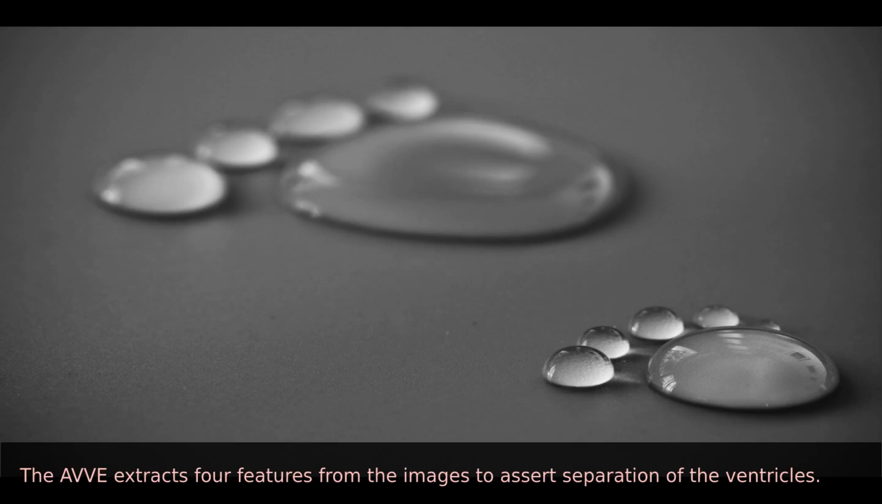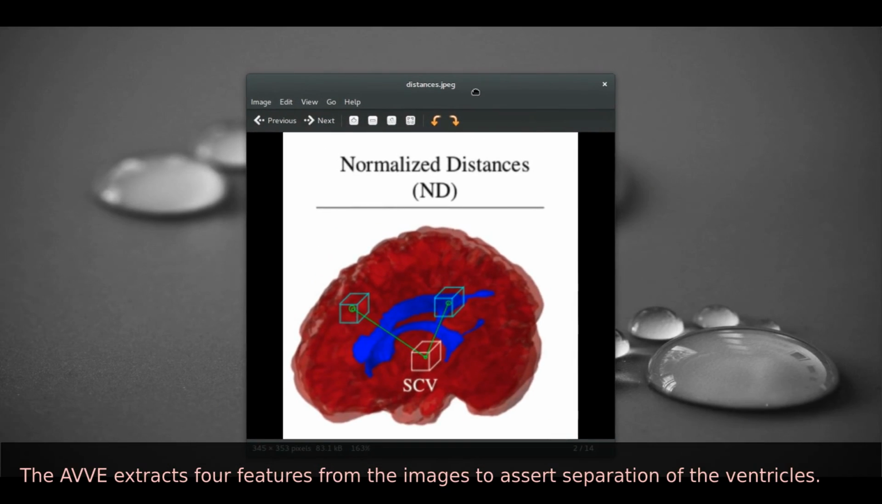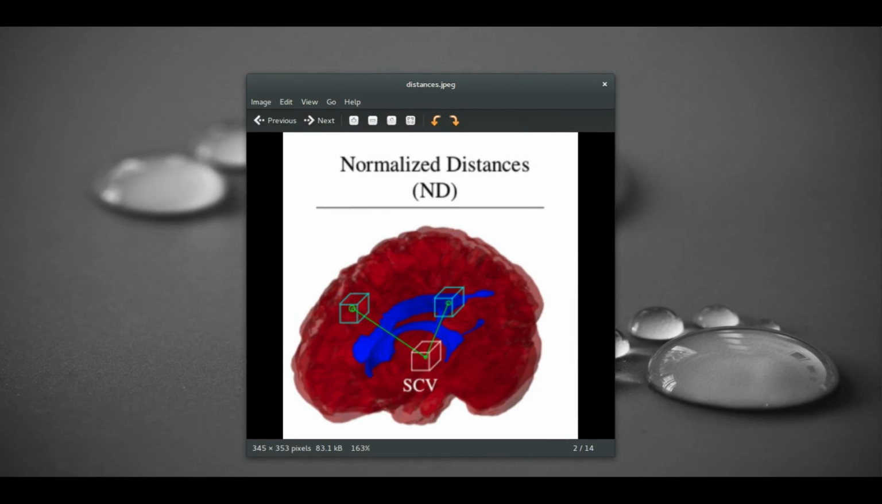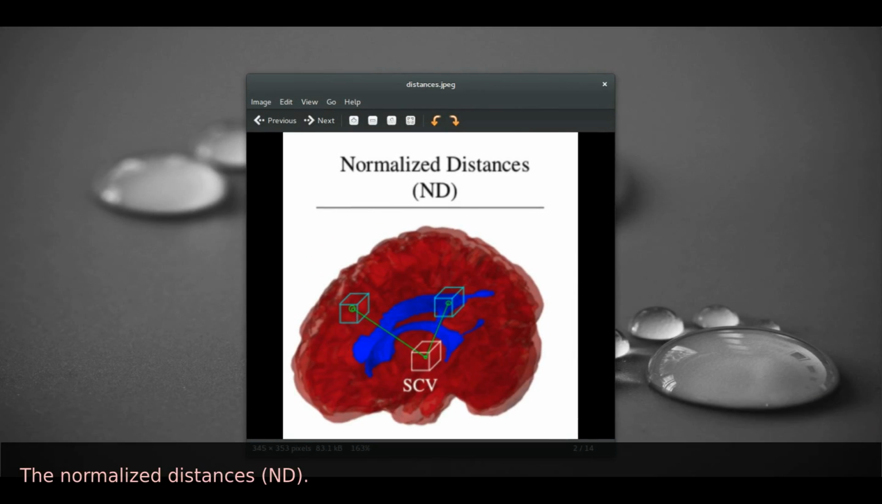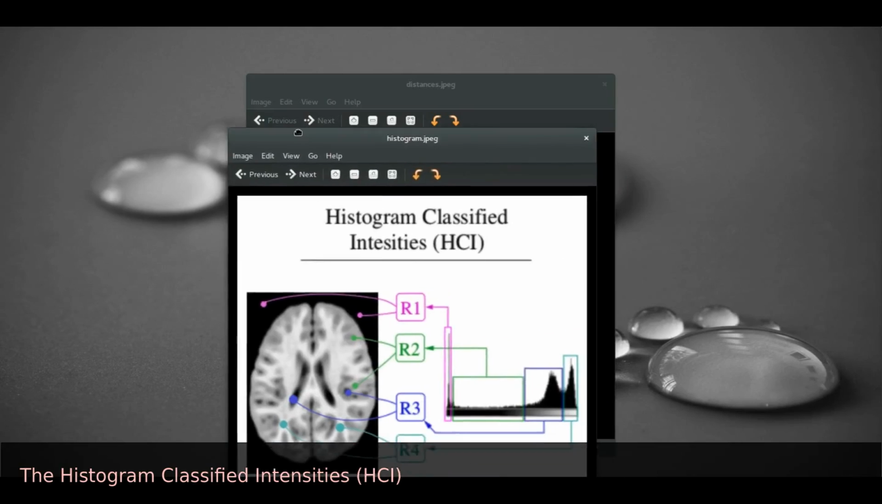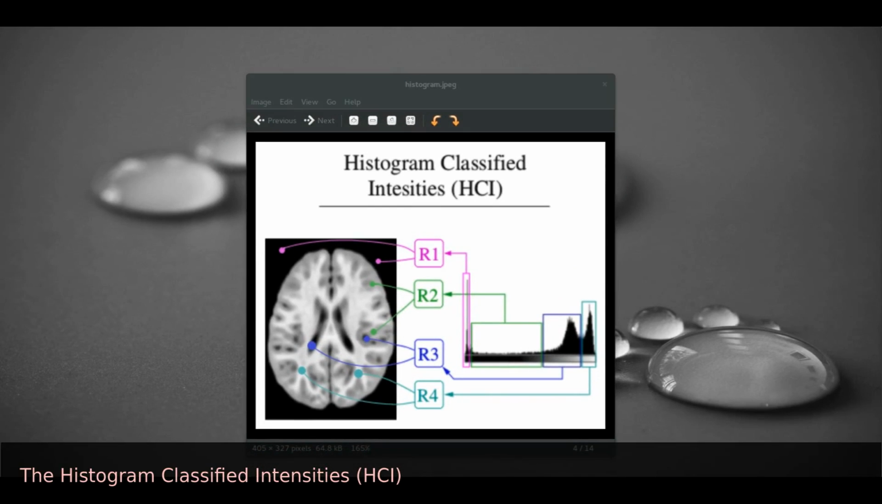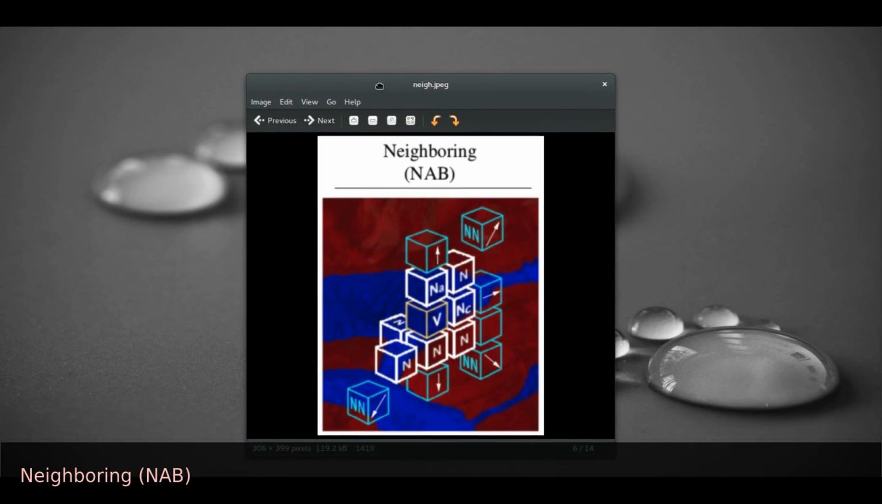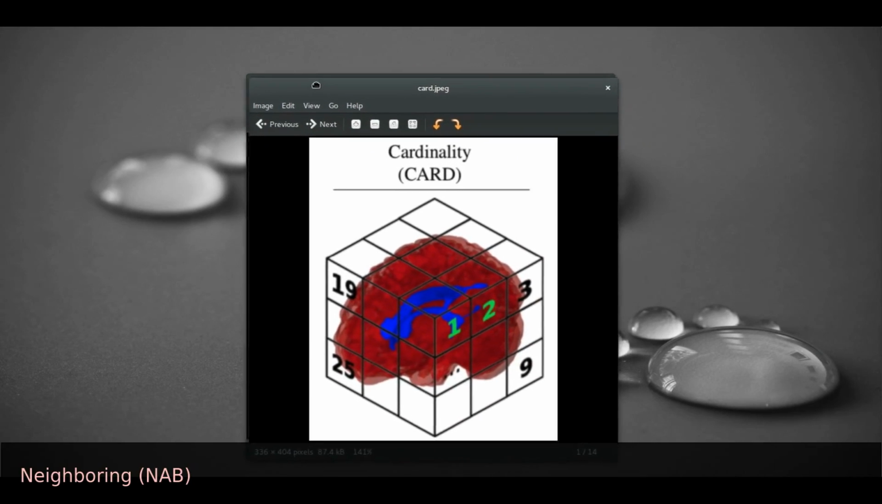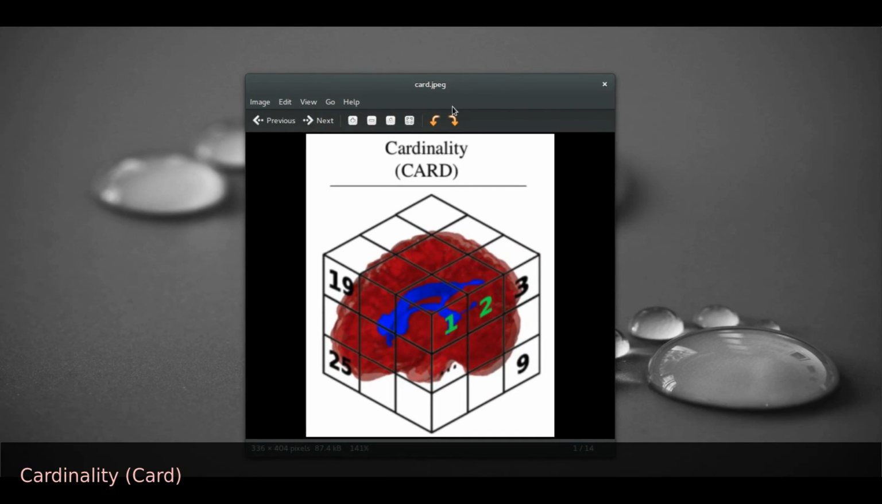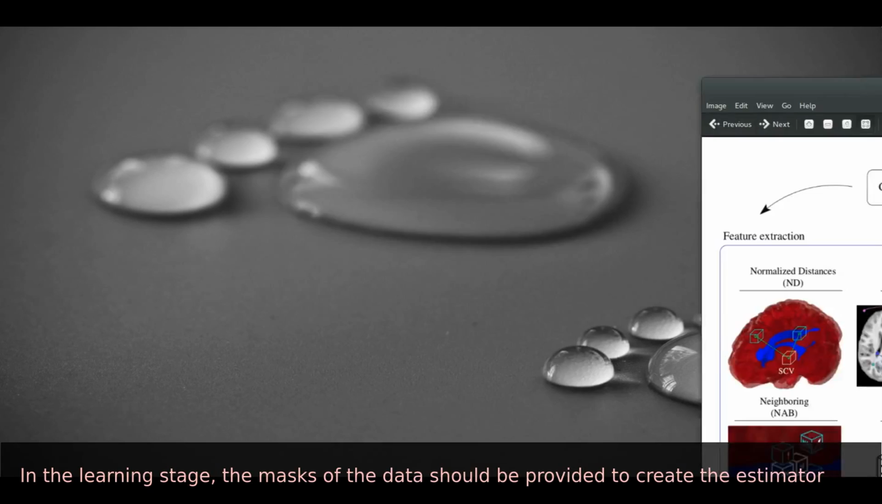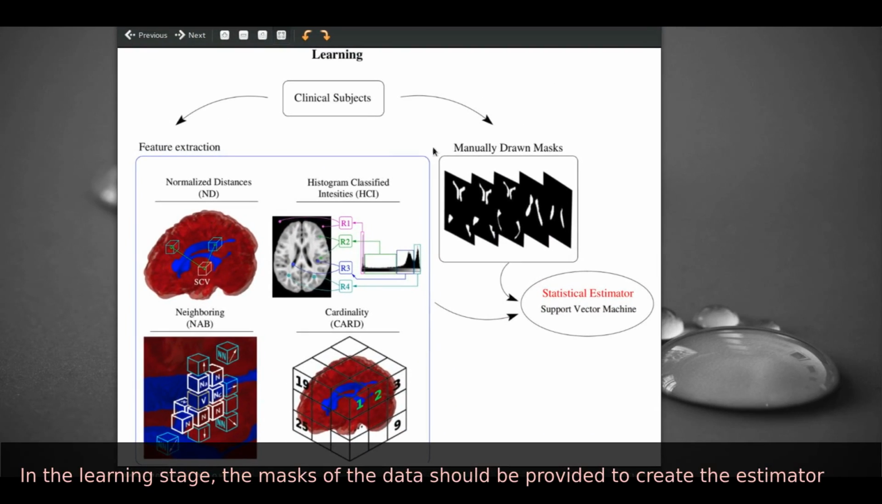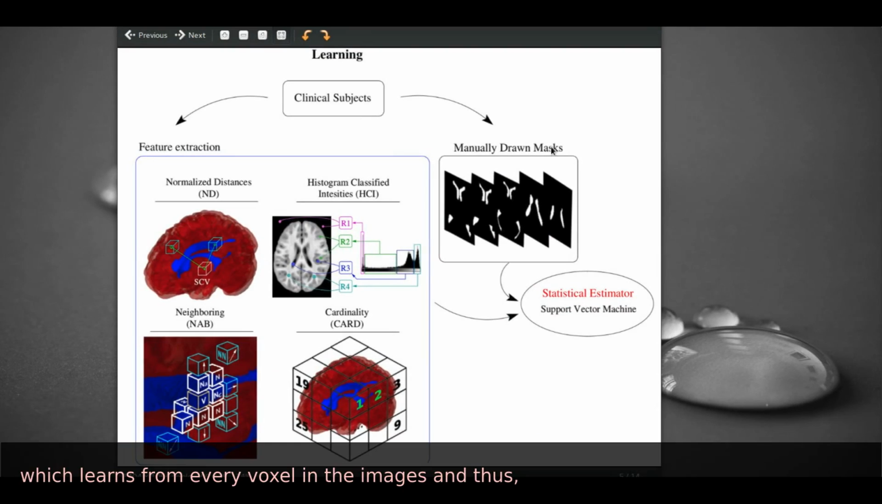The AVVE extracts 4 features from the images to assert separation of the ventricles: the normalized distances, the histogram classified intensities, HCI, neighboring, called NAV, and cardinality, which we call CARD. In the learning stage, the mask of the data should be provided to create the estimator, which learns from every voxel in the images and thus effects separation of the structures in a voxel-based manner.